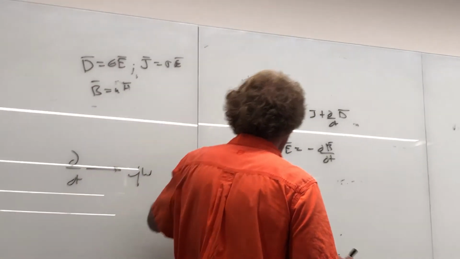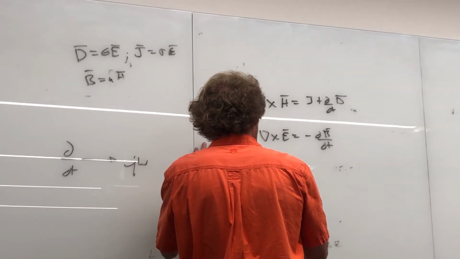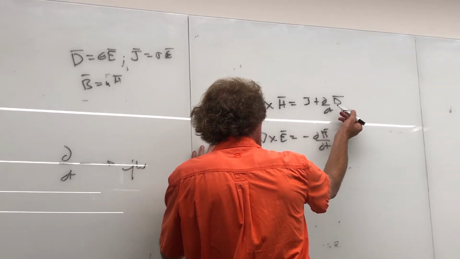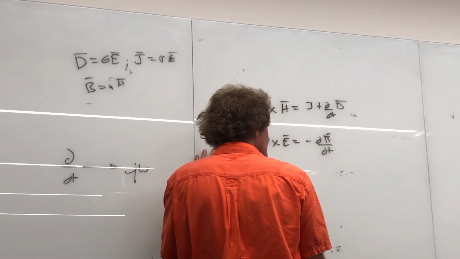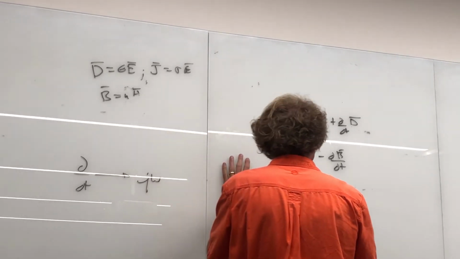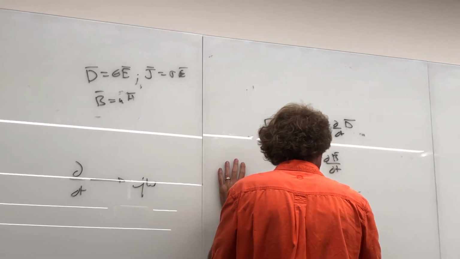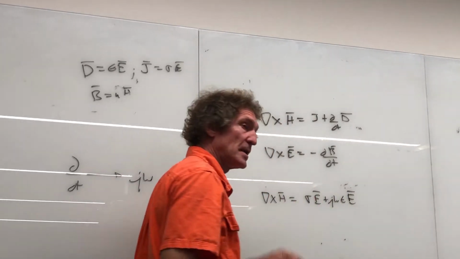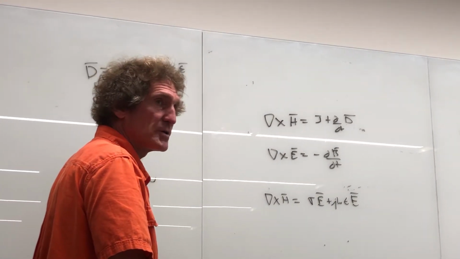So first thing I'm going to do is take the top equation, curl of h, and I'm going to replace j with sigma e, and I replace d with epsilon e, and that time derivative with j omega. So the top equation becomes curl of h is equal to sigma e plus j omega epsilon times e, because d is epsilon e, and the time derivative is replaced with j omega. Do you all see this, class?